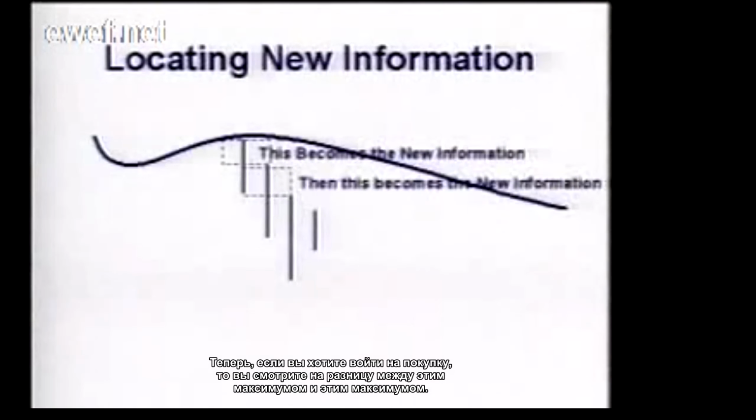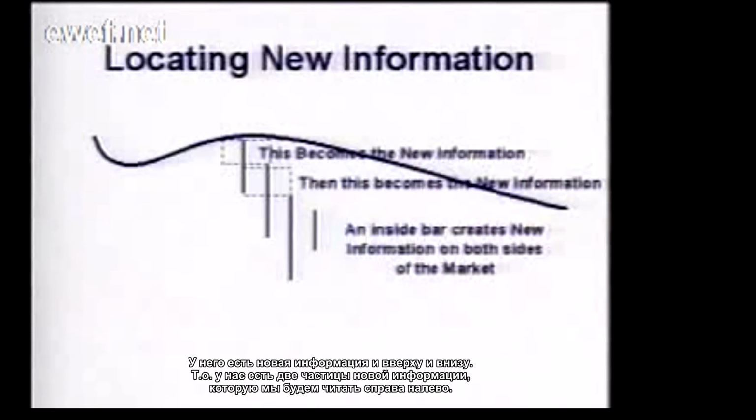Now, if you're looking for a place to buy, then the thing you're interested in is the difference between this high and this high. If you're looking for a place to sell, you're looking for the difference between this low and this low. So this particular bar, which we call an inside bar, has two bits of information. It has new information both on the top and on the bottom. So the new information is in both places, and we would read from right to left, and the new information for the buy would be there, the new information for the sell would be there.